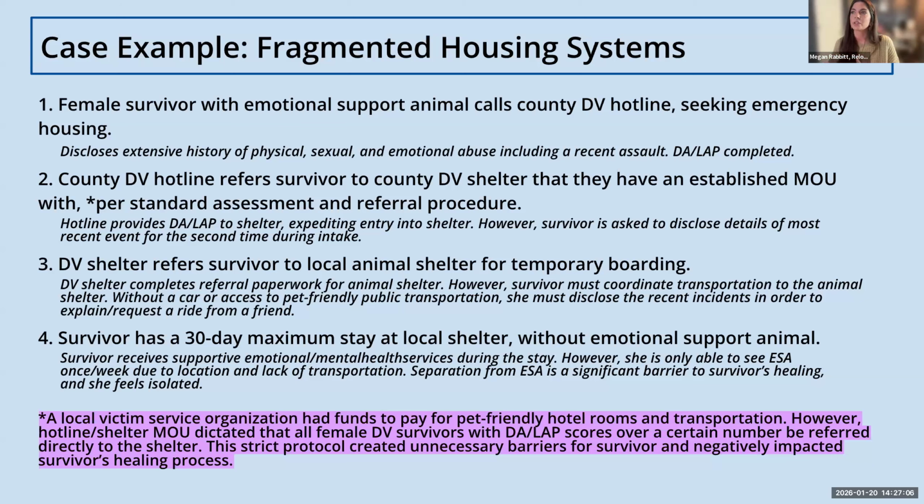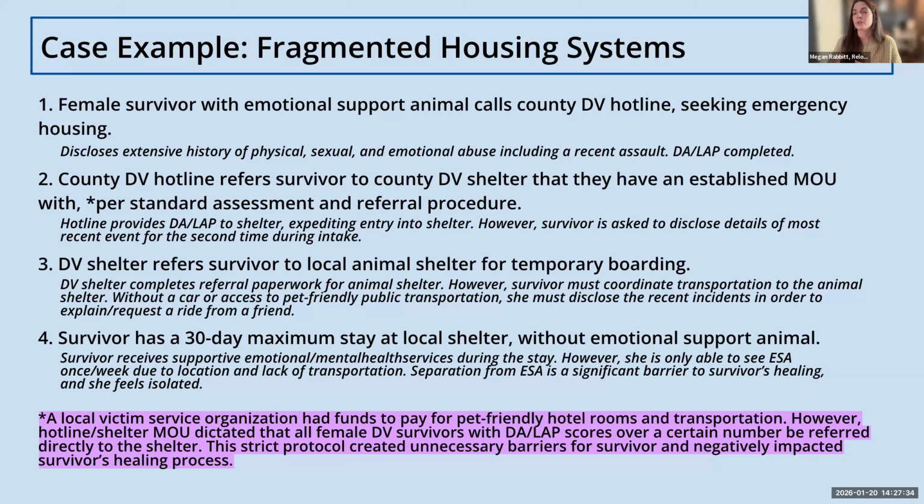Then the DV shelter refers the survivor to a local animal shelter for temporary boarding of their emotional support animal. The DV shelter completes referral paperwork for the animal shelter. However, the survivor must coordinate transportation to that shelter. And without a car or access to pet-friendly public transportation, she must disclose the recent incidents in order to explain or request a ride from a friend. So it's the third time that that person has had to retell their story.